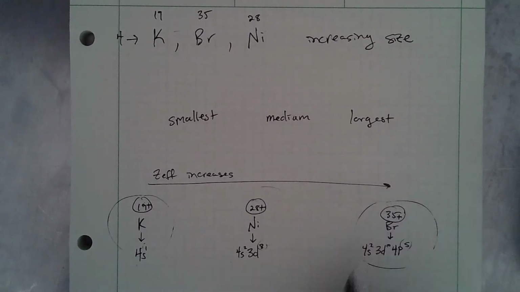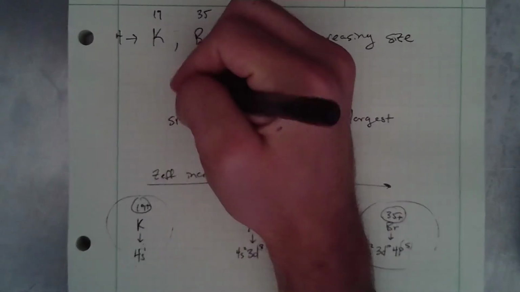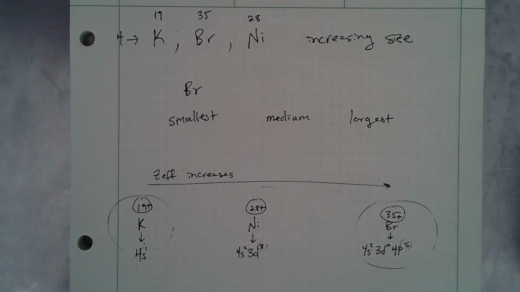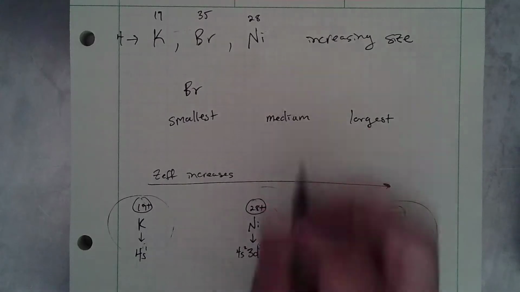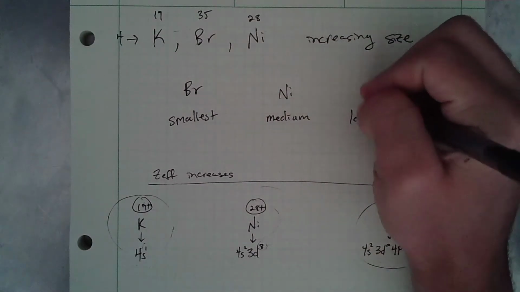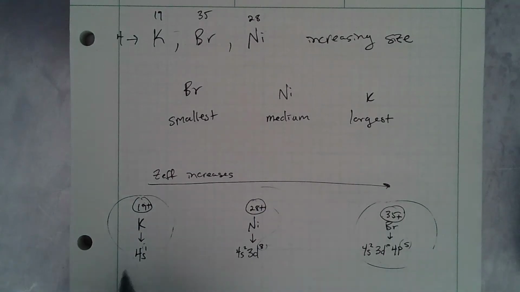This nucleus here, the bromine nucleus, because the magnitude of the positive charge there, because the effective nuclear charge here is so much larger than it is over here, or even here, the electrons feel a stronger attractive force. And so they are arranged somewhat closer to the nucleus due to that higher attractive force. So bromine actually is the smallest of these three. And you can sort of backtrack your way towards the left here. Nickel would be medium, and the largest atom, somewhat unexpectedly, is the first element in the row, which is potassium.